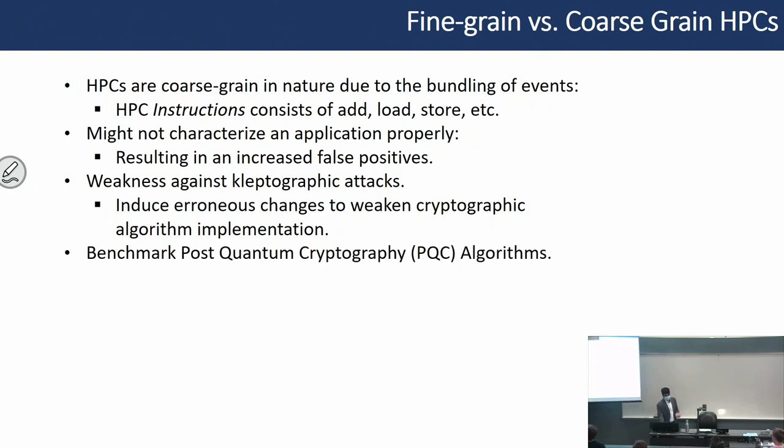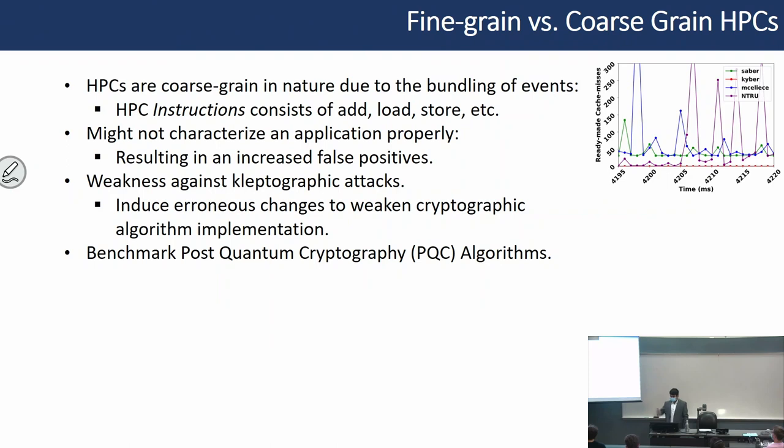So to do this experiment, we benchmarked post-quantum cryptography algorithms. For those of you who are not aware of this, in the quantum era, existing cryptography algorithms like RSA won't work. Therefore, researchers have started developing new algorithms called post-quantum cryptography algorithms. And the National Institute of Standards and Technology, NIST, in Washington, D.C., is actually running a competition right now to standardize these algorithms. This competition is in the third stage, and four algorithms are running as the finalists. These are the four algorithms we have chosen: Saber, Kyber, McEliece, and NTRU.